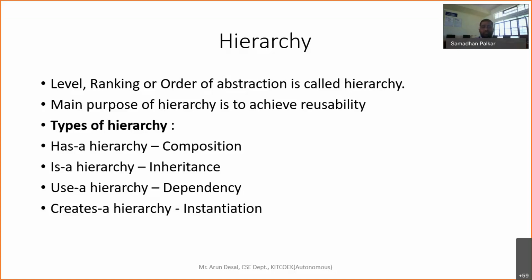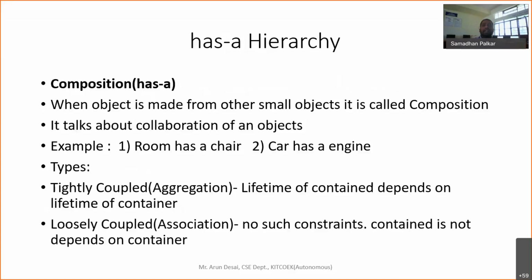Now we'll see those two hierarchies. Here is the has-a hierarchy. What is a has-a hierarchy? We have an object, and if that object is made up of smaller objects, that is simply called a has-a hierarchy, or you can say composition. So if we create an object by using some smaller objects, that is called composition. It is simply a collaboration of objects.